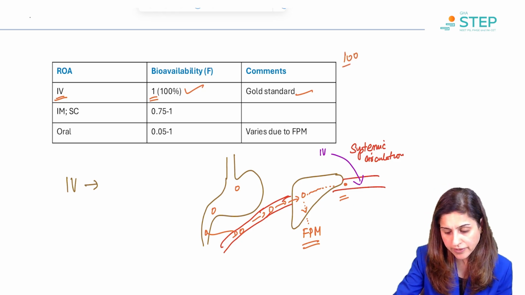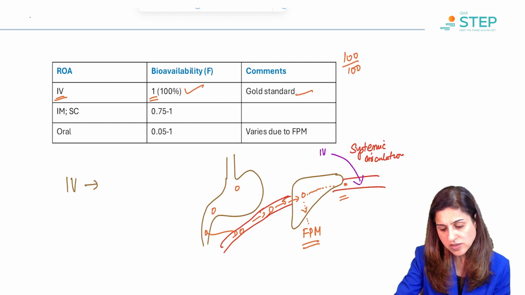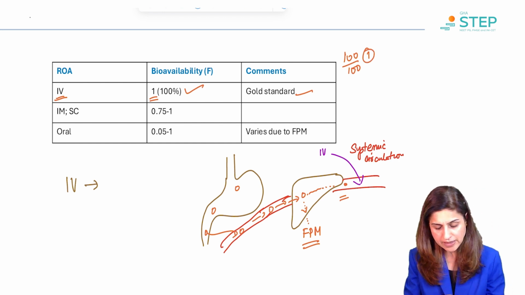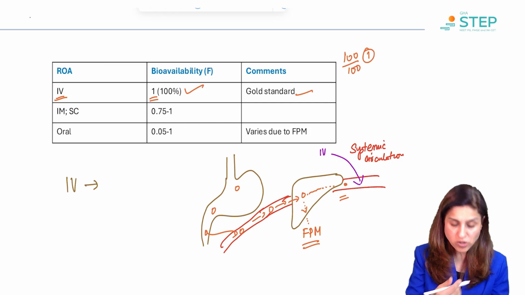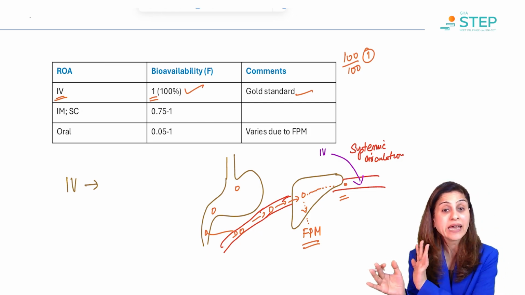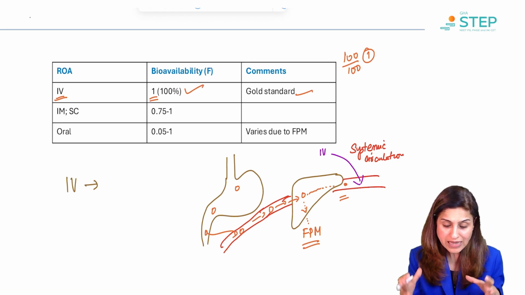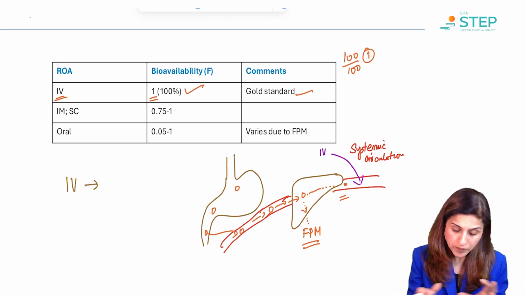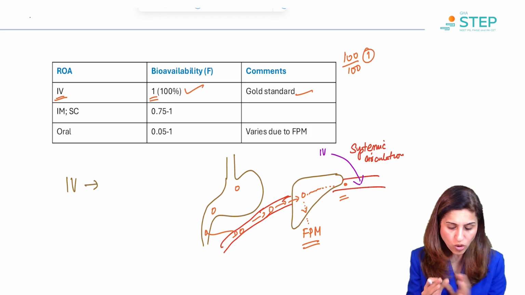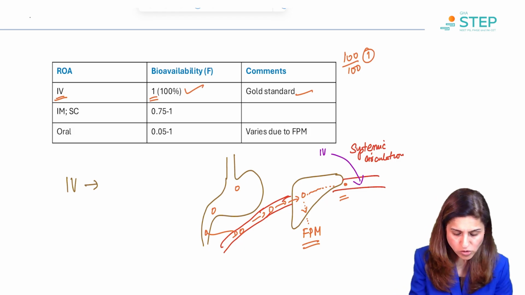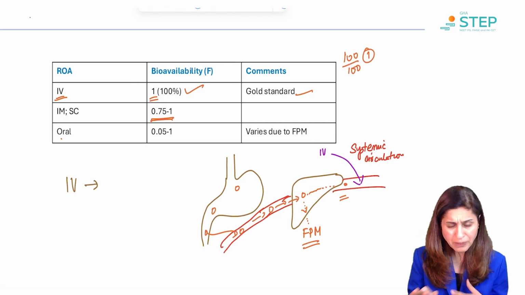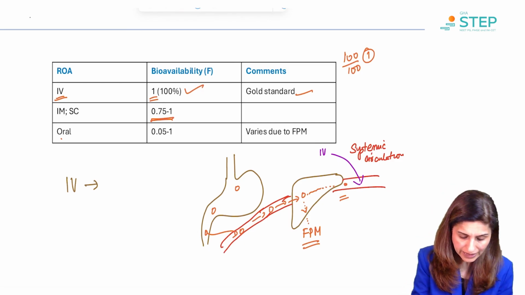Like 100 by 100, how much is it? 1. Now intramuscular and subcutaneous: the drug is given into the muscles or into the subcutaneous route. It is not entering directly into the systemic circulation, though it has very high bioavailability. But it will never be equal to IV, so it will be slightly less than the IV. It will be somewhere around 0.75 to 1, but usually never like 1.